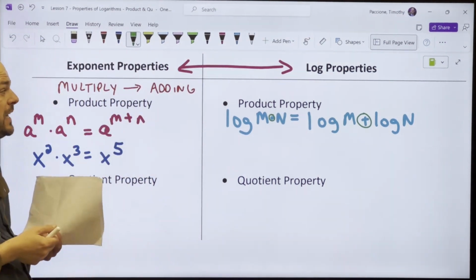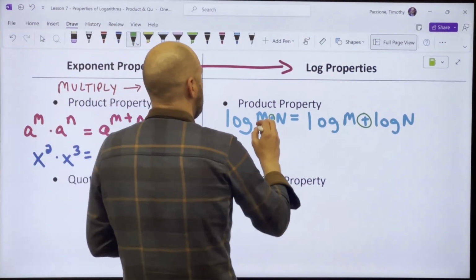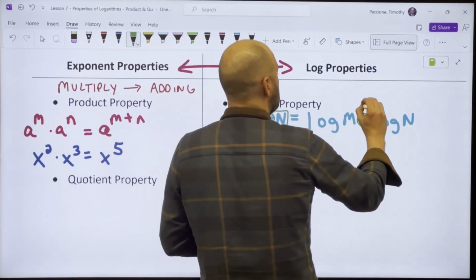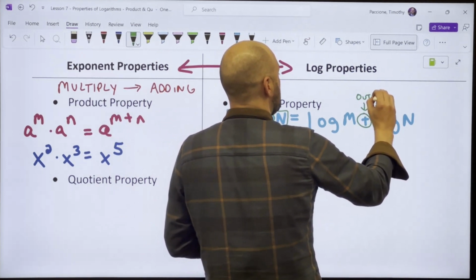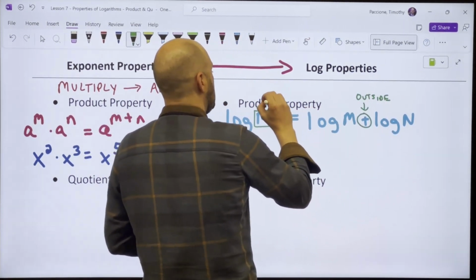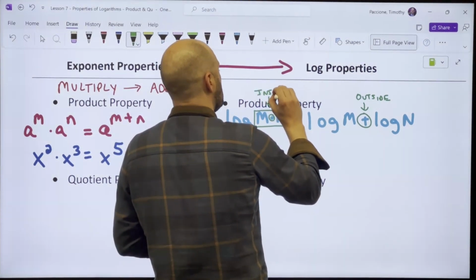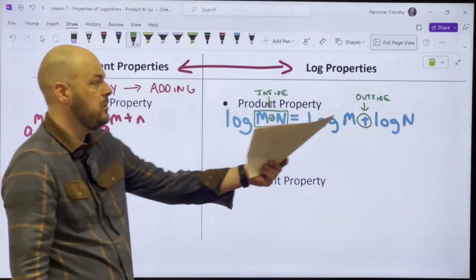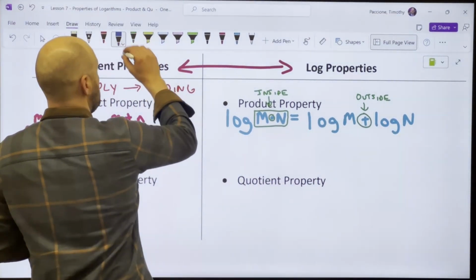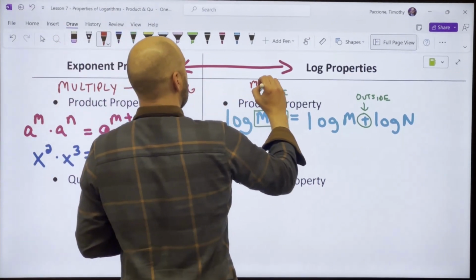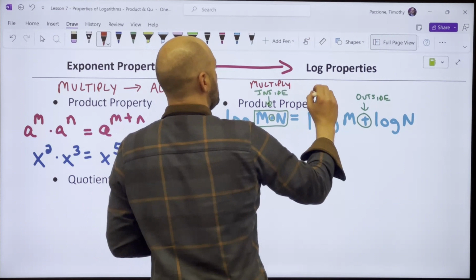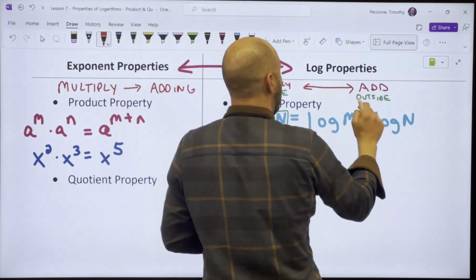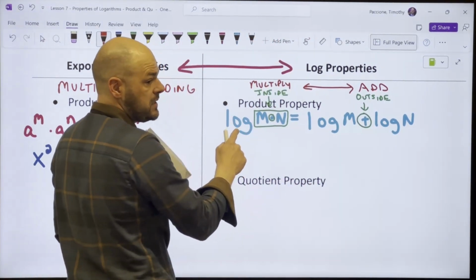What you want to do is kind of think to yourself, okay, if this is like the inside of a log, right? Then we'll call this the outside, right? See how it's outside, it's like in front of the log? And this is kind of like inside. Okay? Well, if I see multiplying on the inside, I can do adding on the outside. Okay? So we would say multiply on the inside, we add on the outside. Or the other way around. If I see adding on the outside, I can do multiplying on the inside.